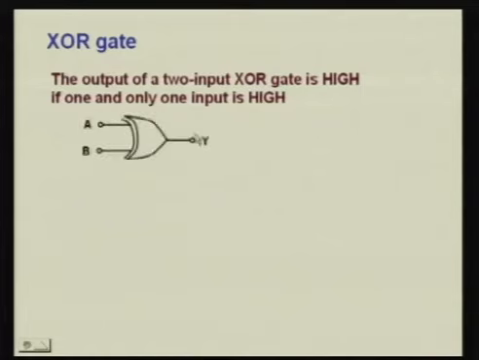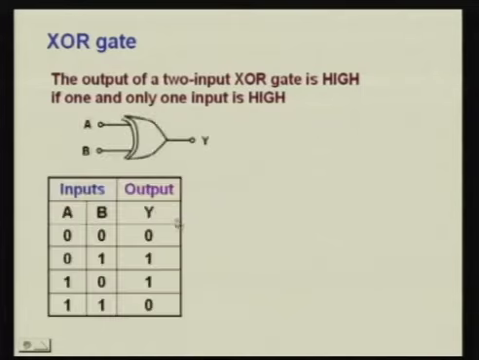So this is the symbol for the XOR gate, and this is the truth table. A and B are the inputs and Y is the output. If we take A and B as 0, then the output will be 0 by the definition. It will be in one state only when both the inputs are not equal, and when both the inputs are equal, then the output will be 0. You see, in the first row we have 0 0, both the inputs are the same, so the output will be 0, and in the fourth row both the inputs are identical, so the output will be in 0 state.